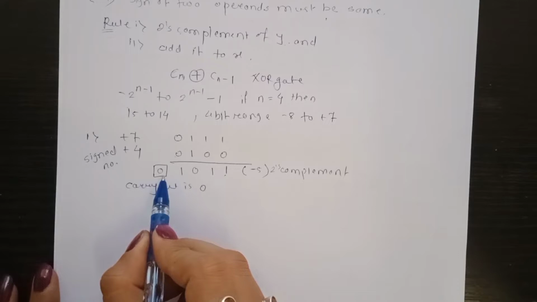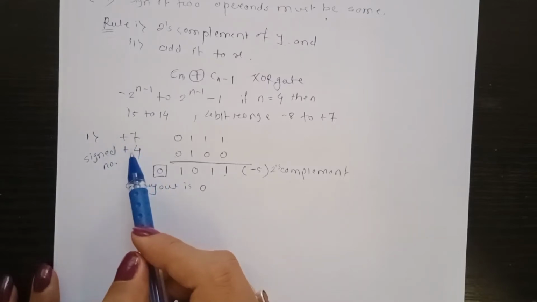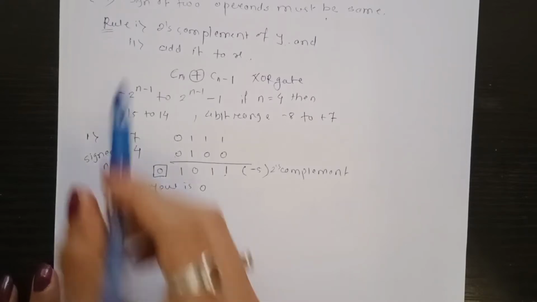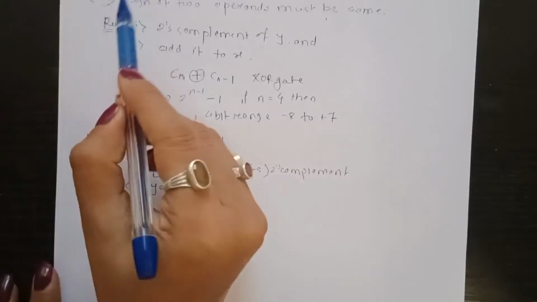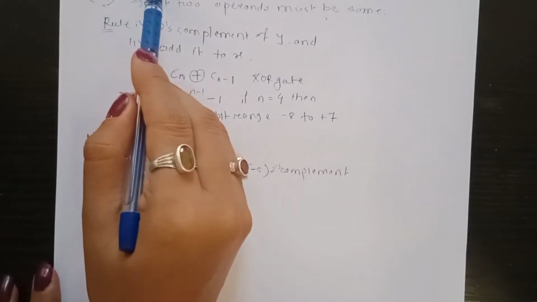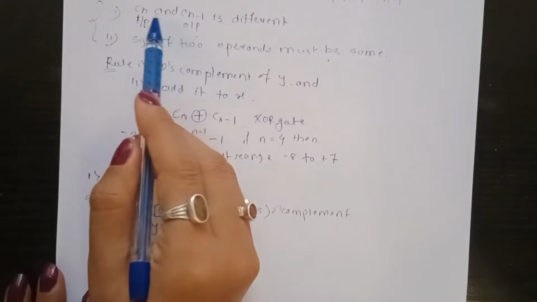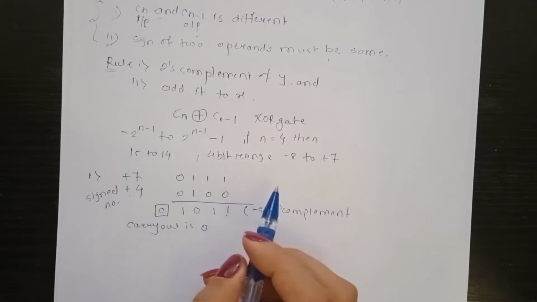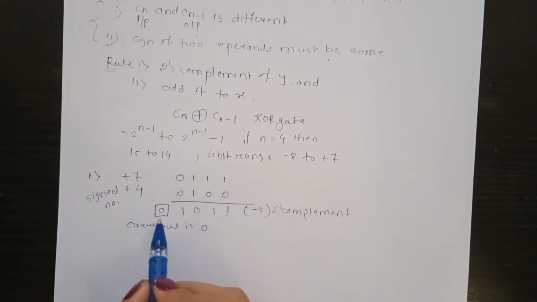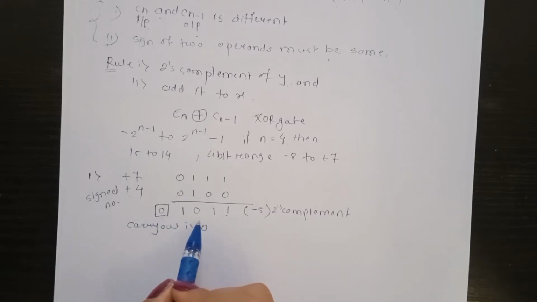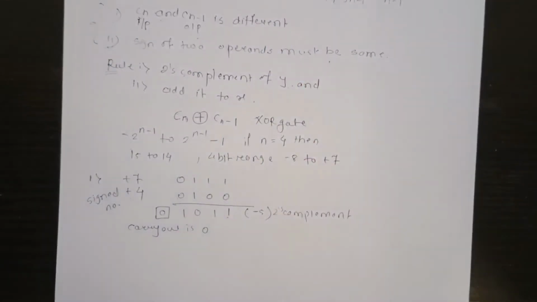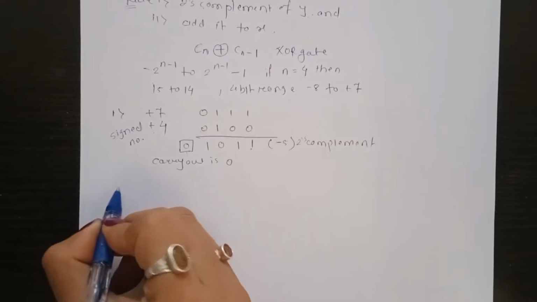Now, the sign of the two operands must be the same, and here the sign of the two operands is the same, but your carry out is 0. That means we are following rule number 2, but rule number 1 is not followed here, because our input carry and output carry must be different. Here the input carry is 0, that means there is no carry, and your output carry is again 0. That means here overflow does not occur. Overflow must occur when we satisfy these two conditions. Now let's take another example.